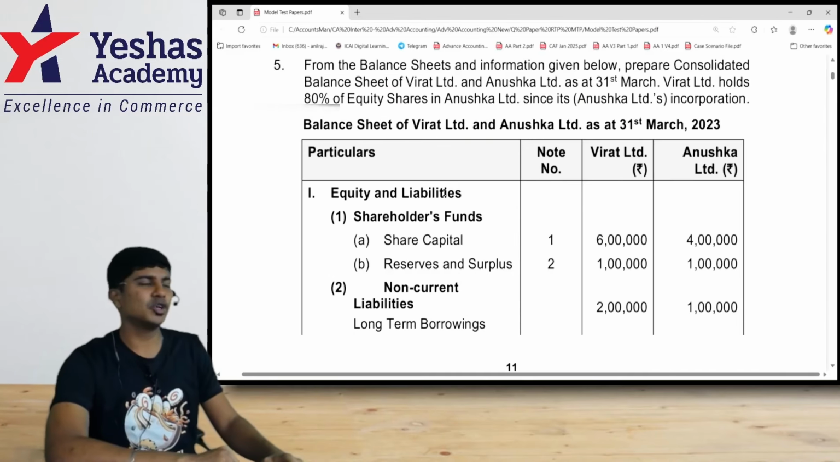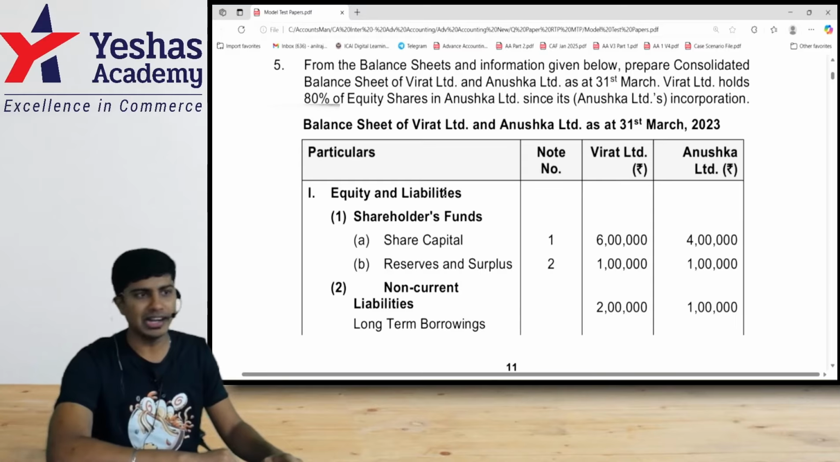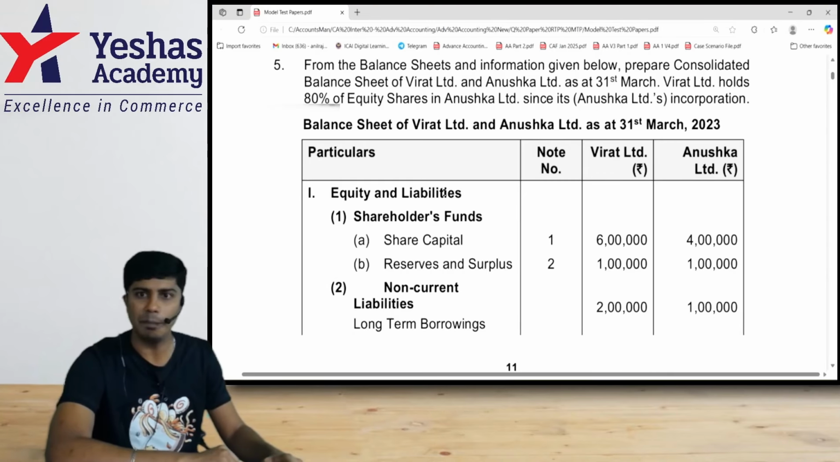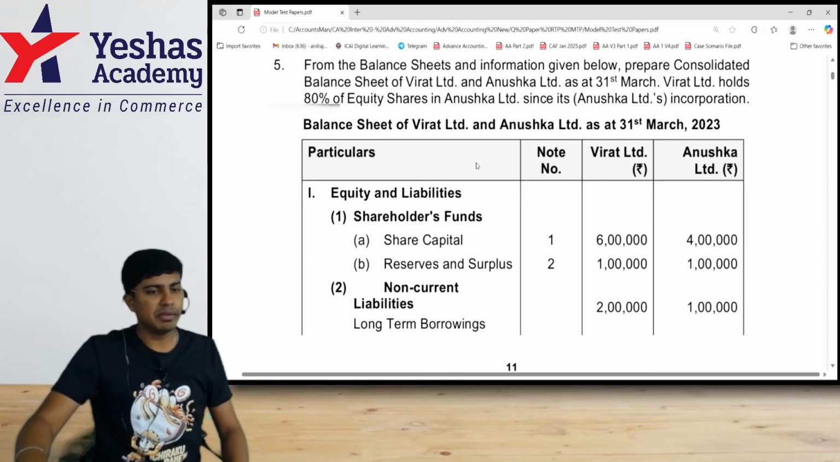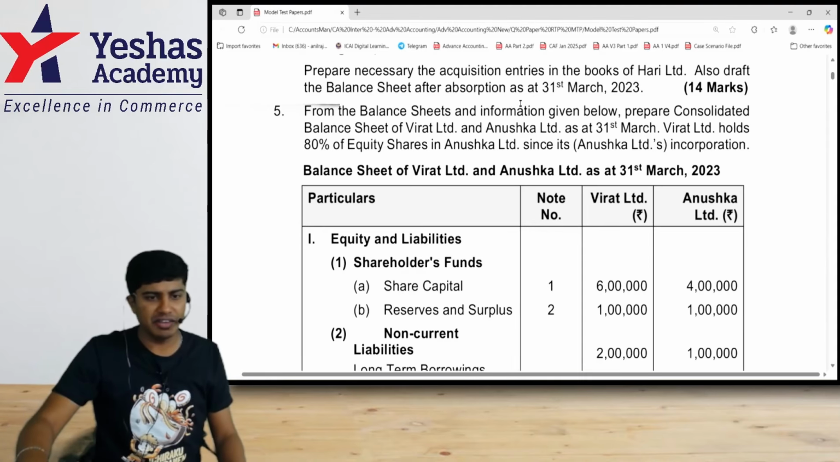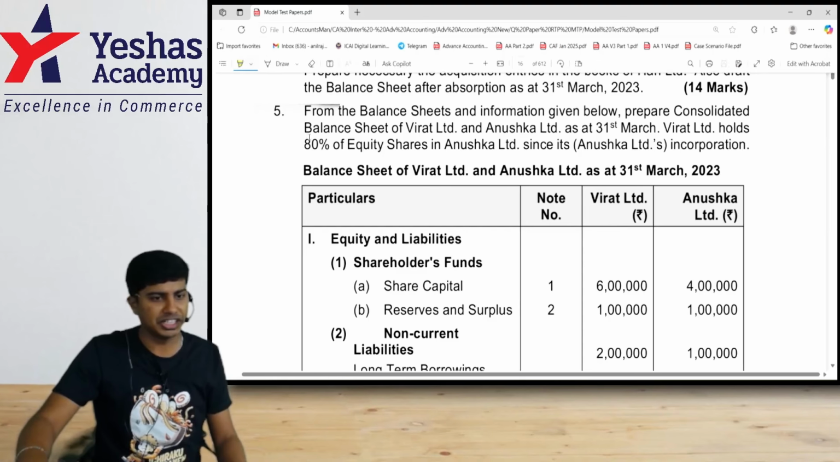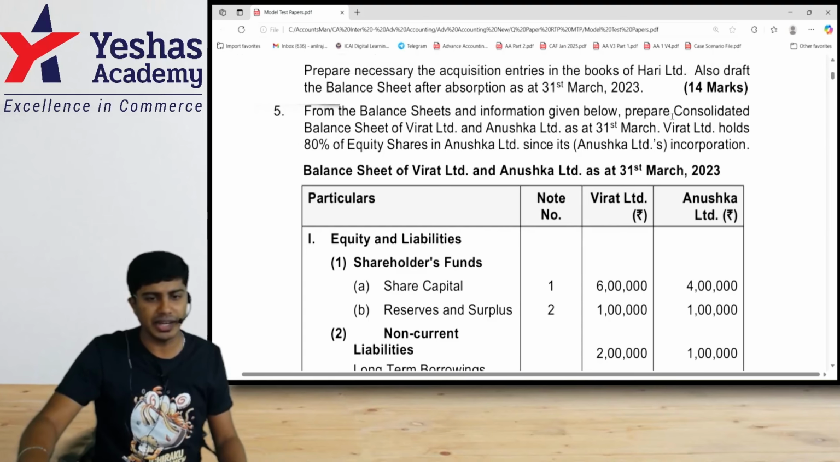Let's now solve question number 5 from our model test paper number 1. And this question number 5 is on the topic of Accounting Standard 21, consolidation. Let's begin with the question. From the balance sheets and information given below, prepare the consolidated balance sheet of Virat and Anushka.